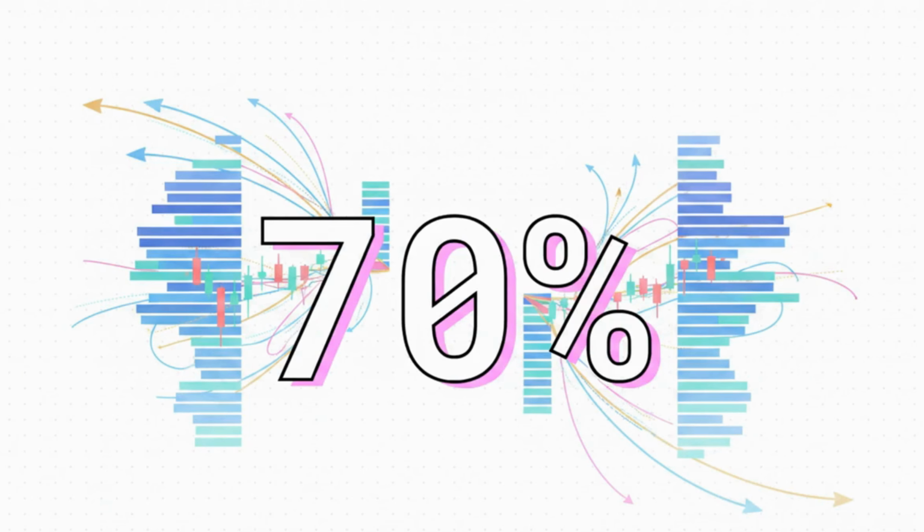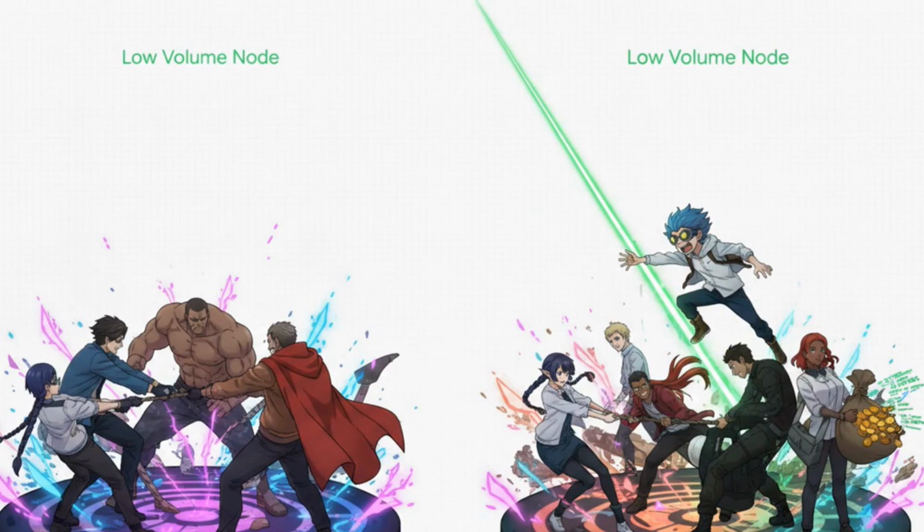To really understand why the market behaves this way, we have to look at one absolutely crucial statistic. Roughly 68 to 70% of all trading volume occurs strictly within these high-volume value areas. Think about that for a second. Nearly 3/4 of all the money in the market is clustered in very specific, easily identifiable price zones. And honestly, this perfectly explains the psychology behind that FOMO we talked about earlier.